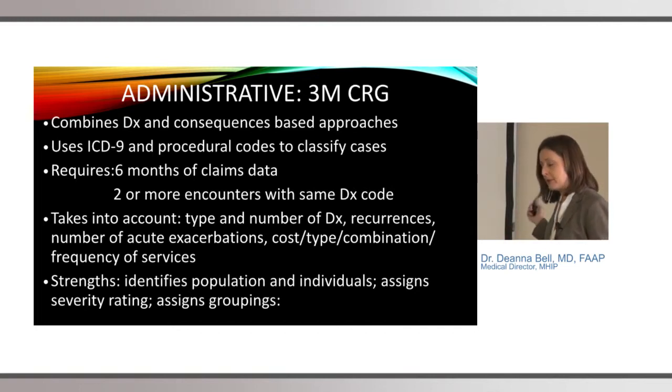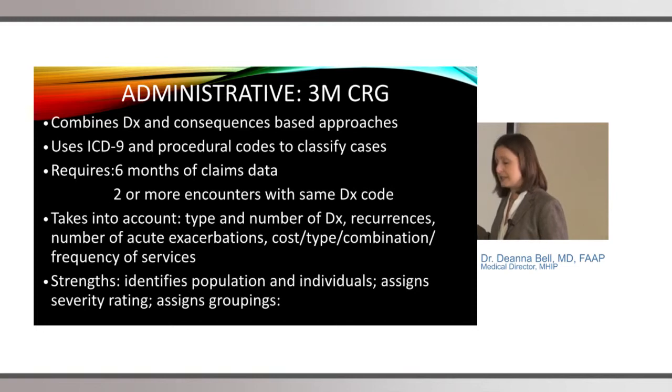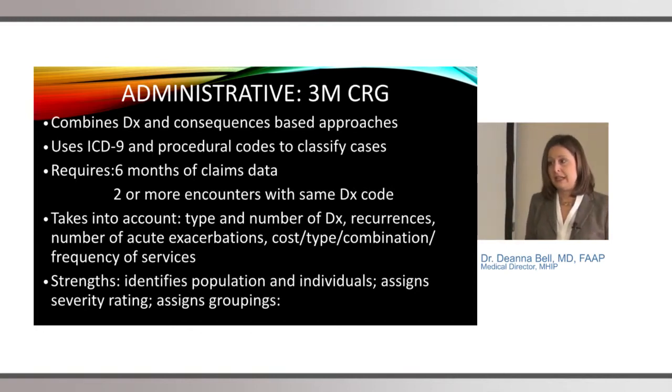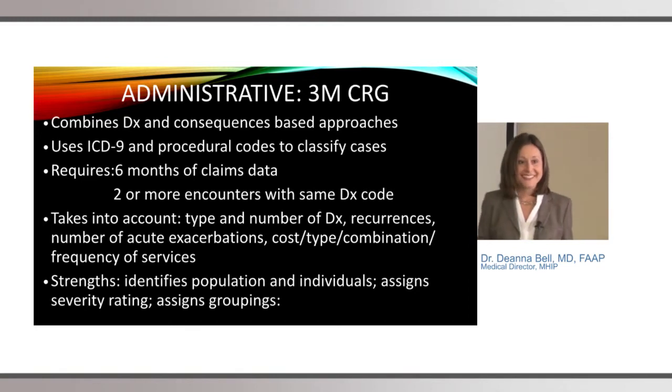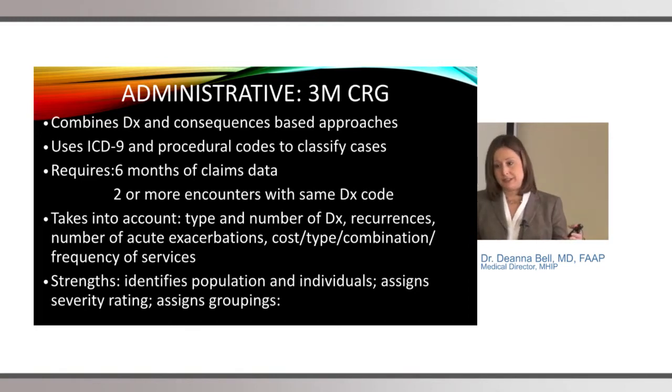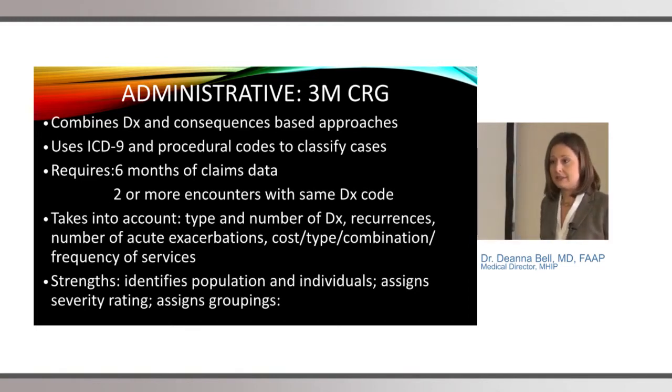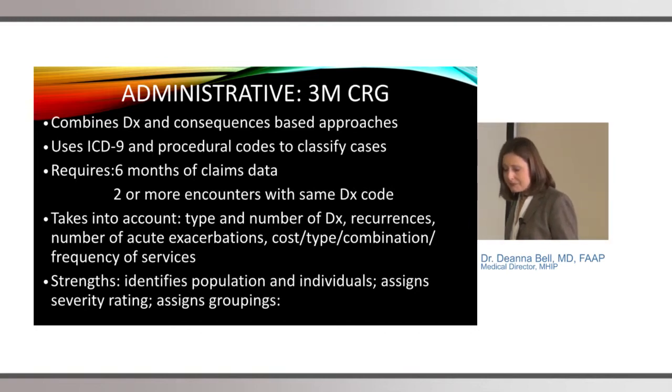But one of the premier software programs that's out there is the 3M-CRG software. And what it does is it combines consequences-based and diagnosis-based data to produce a list of people with special health care needs. But the problem is that it's claims-based. So you have to be within a specific data set for at least 6 months and have at least 2 claims with the same ICD-9 code.